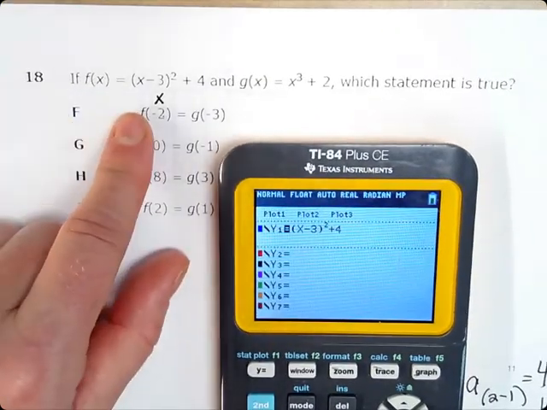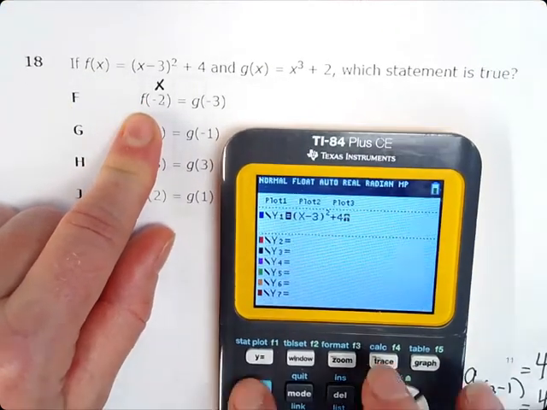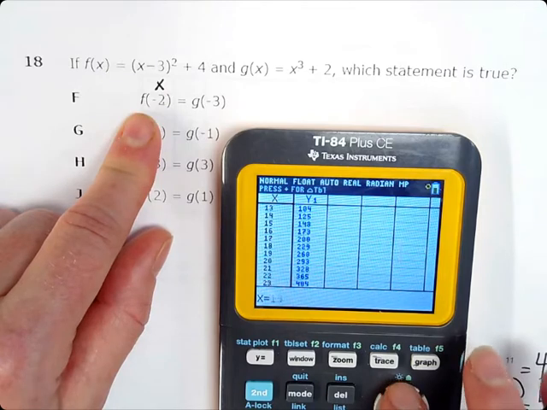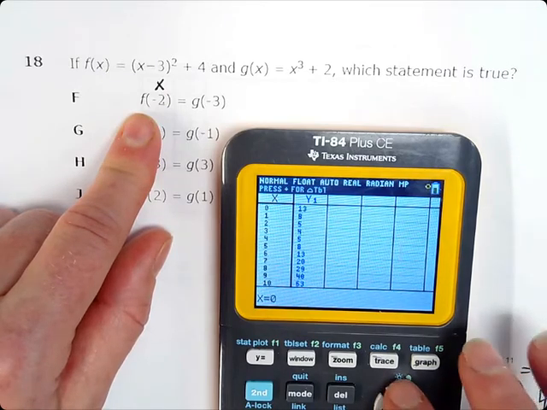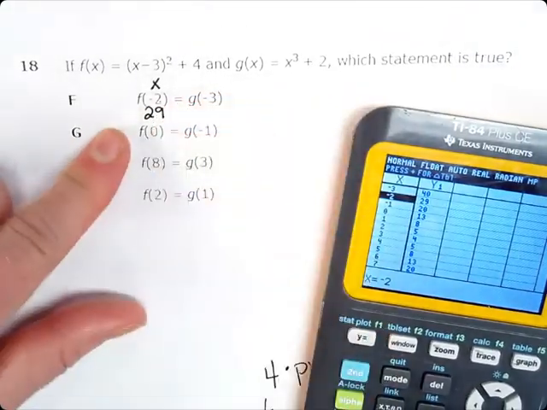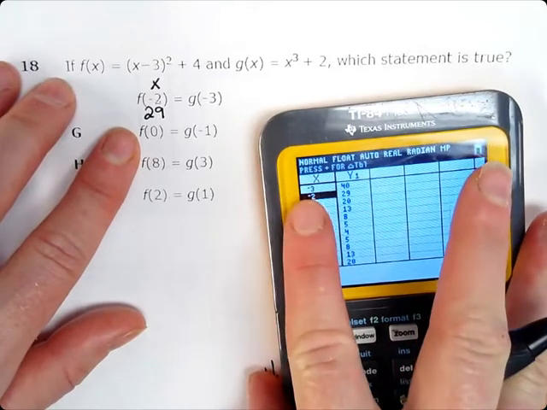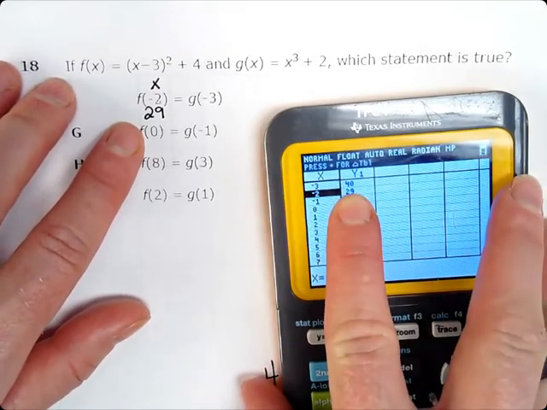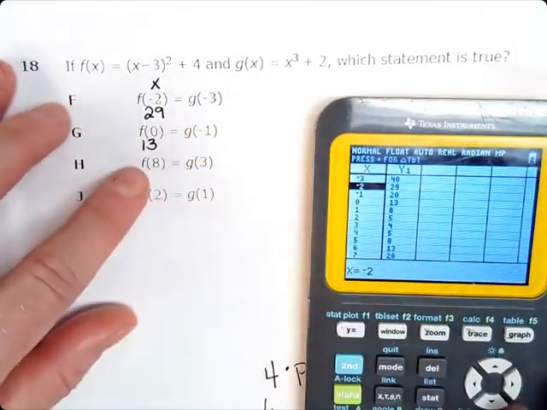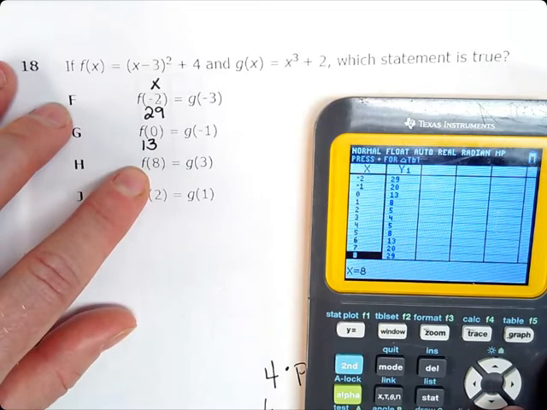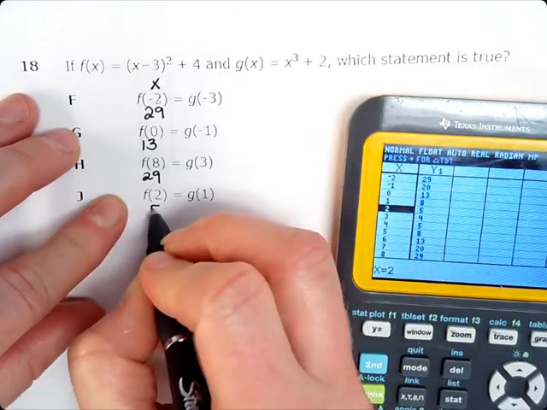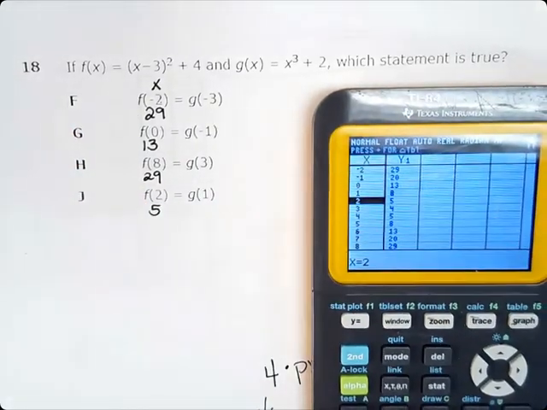And I want to find what f of negative 2 is. So I go second graph for the table, and I want to have it at negative 2. So that's 29. So f of negative 2 is 29. I'm looking where x is negative 2. What does it equal? 29. Now f of 0, 13. F of 8, 29. F of 2 is 5. So I'm using my table for each one of these.